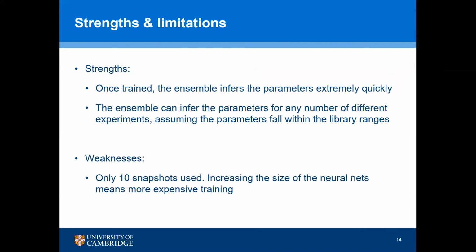A weakness, however, is that because only 10 snapshots of data are used, we get high uncertainty in our predictions. Now, one obvious way to fix this would be to use more snapshots in our input, but unfortunately, this would increase the size of the neural networks, which would lead to more expensive training and more expensive memory requirements.